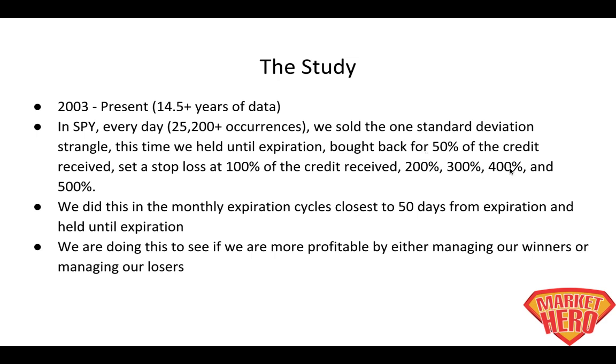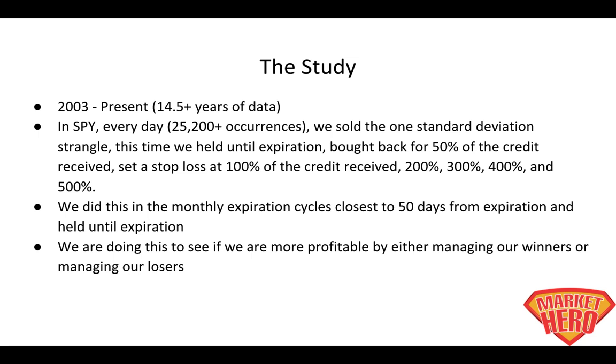So we did this in the monthly expiration cycle, again, closest to 50 days from expiring, and we just want to see if it's more profitable for us, because that's all we care about, if it's more profitable for us to manage our winners or manage our losers. Again, managing our winners is actually buying back for 50% of the credit we received. So we're not realizing a max profit there.